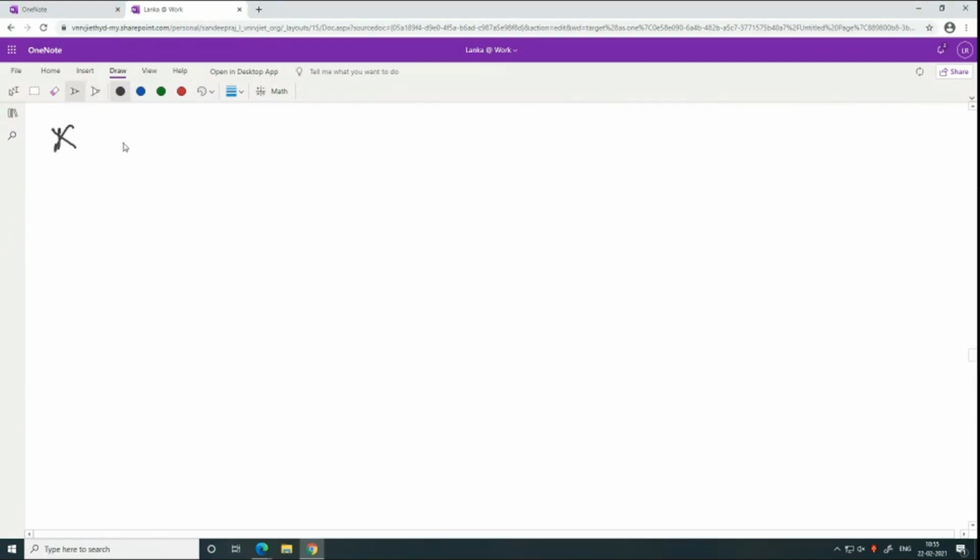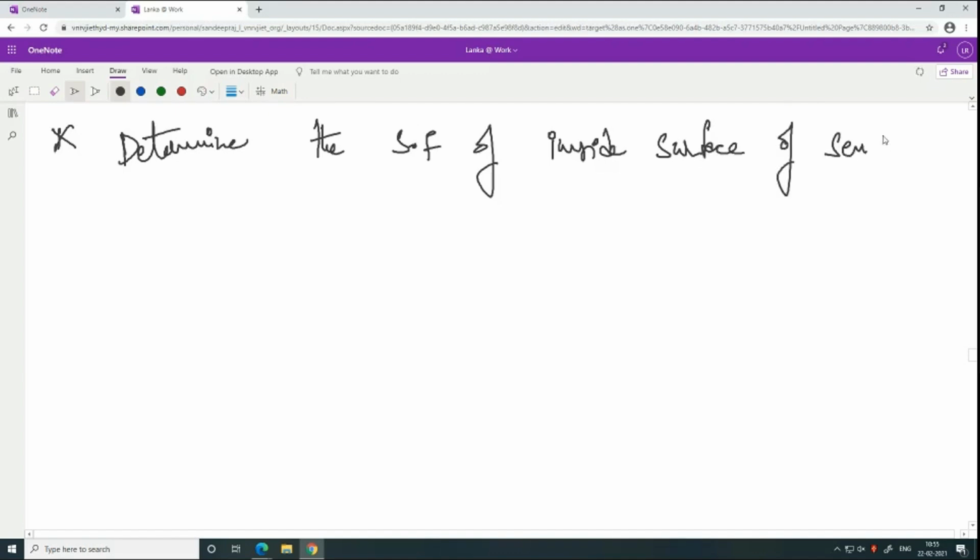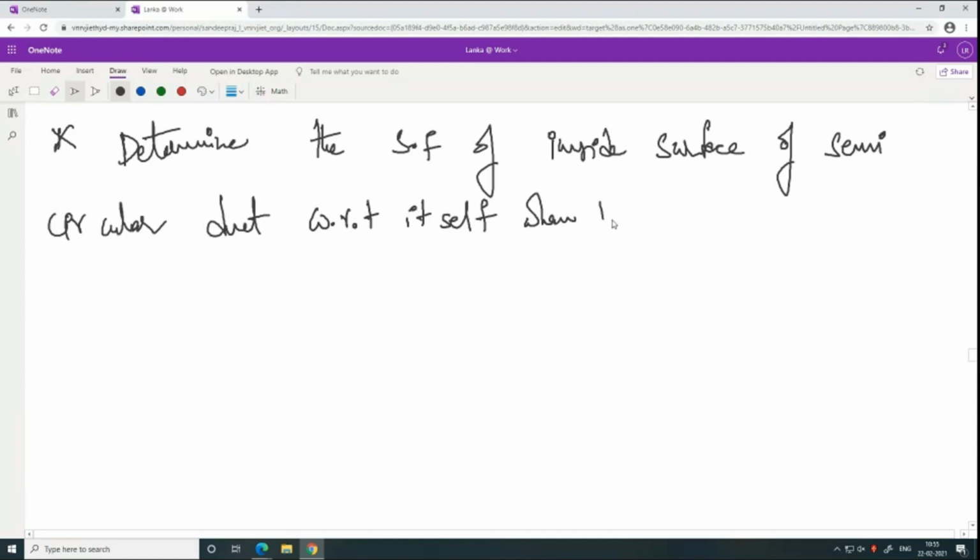Next question. I'm writing it here. Determine the shape factor of the inside surface of a semicircular duct with respect to itself, when the heat transfer from the ends is negligible.